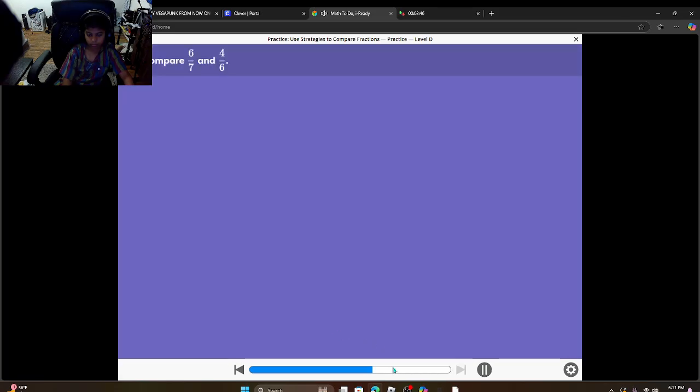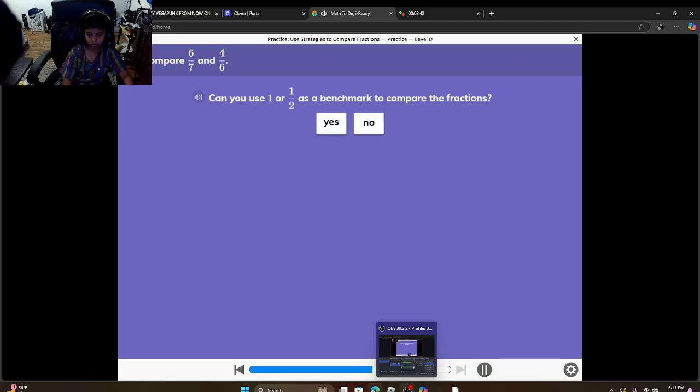Compare 6/7 and 4/6. Can you use 1 or 1/2 as a benchmark to compare the fractions? Yes. Wait. No. They're both bigger than 1/2, and they're not as big as 1. You cannot use 1 or 1/2 as a benchmark because both fractions are less than 1, and both fractions are also greater than 1/2. Let's find a common denominator to compare the fractions.